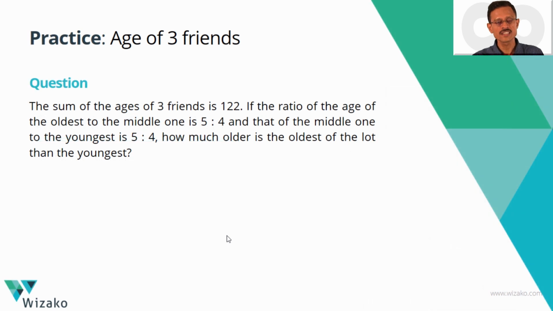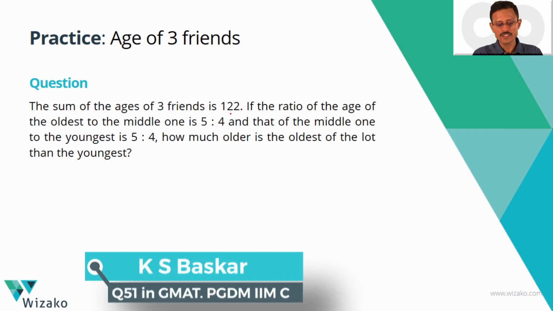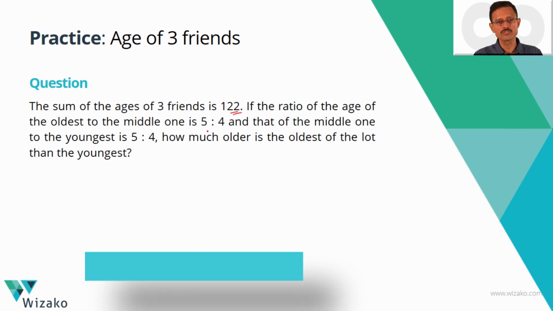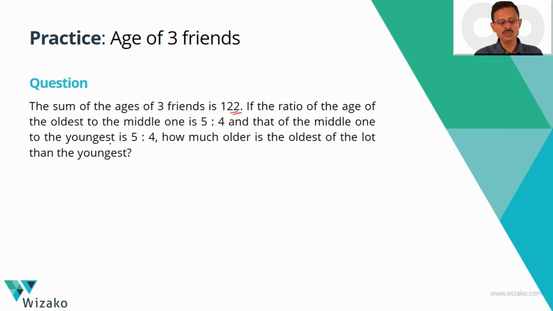Let us consolidate the discussion on combining two ratios into a single ratio with this example. The sum of the ages of three friends is 122. The ratio of the age of the oldest to the middle one is 5:4, and the middle one to the youngest one is 5:4. So we know oldest is to middle, and we also know middle is to youngest. How much older is the oldest of the lot than the youngest?